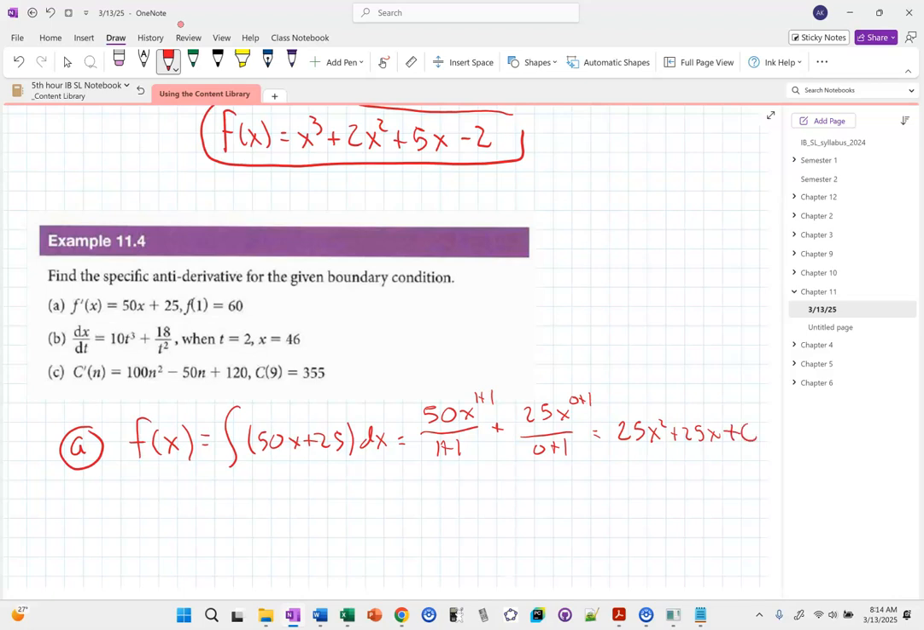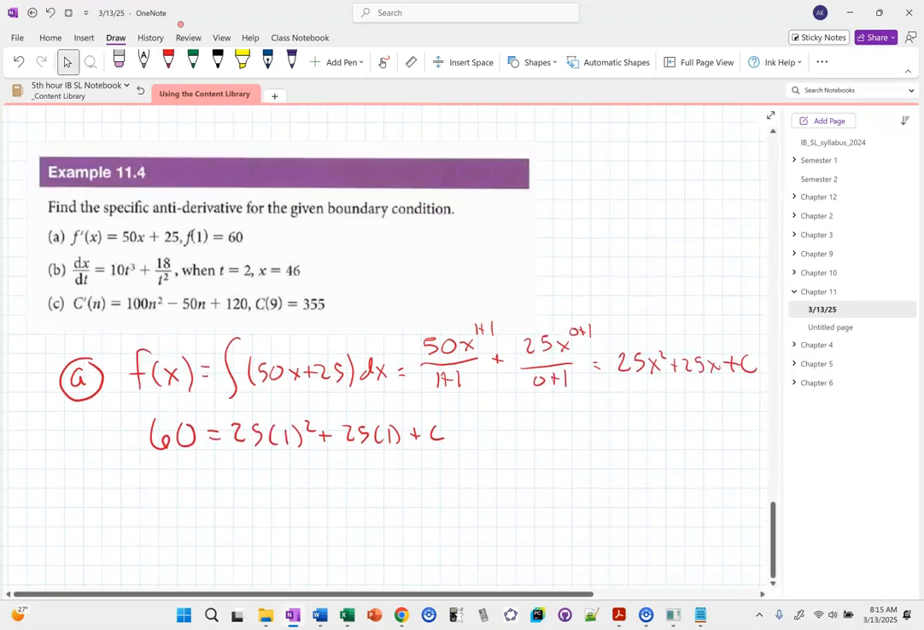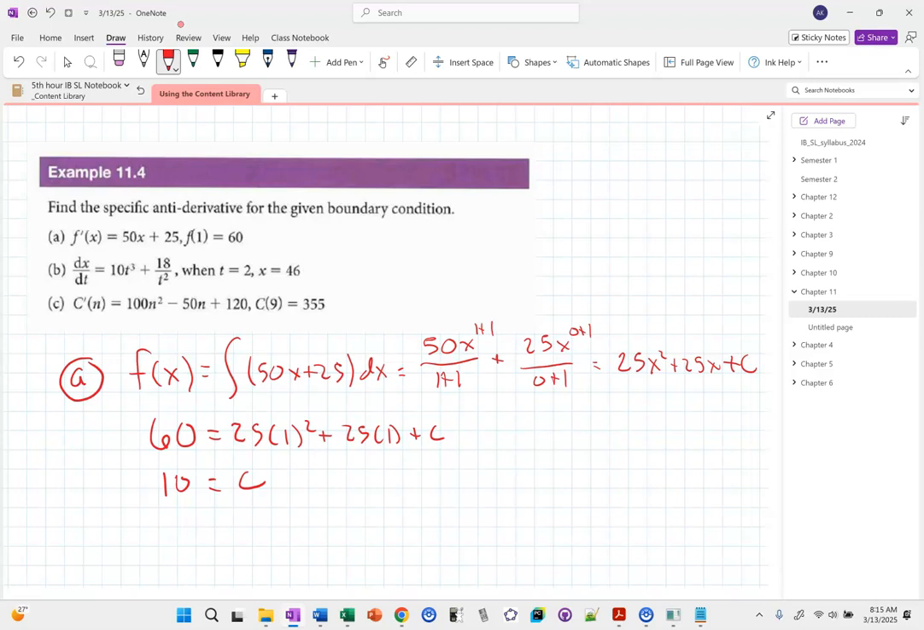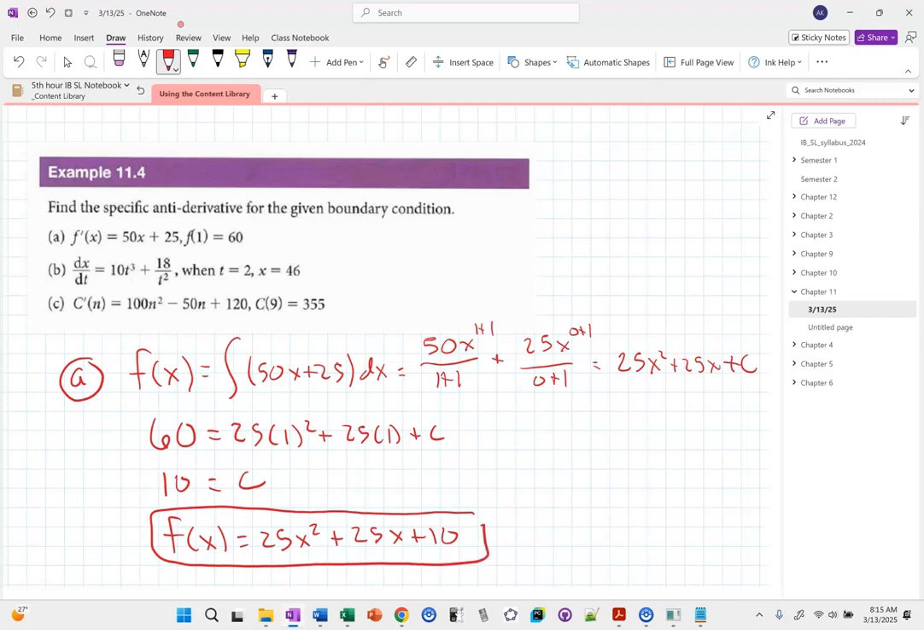And then you plug in 1. It would be 60 equals 25 times 1 squared. Wonderful. So C equals 10. Yeah. So our final answer we'll write is? Good. And we'll say f of x equals that stuff. And that looks great.